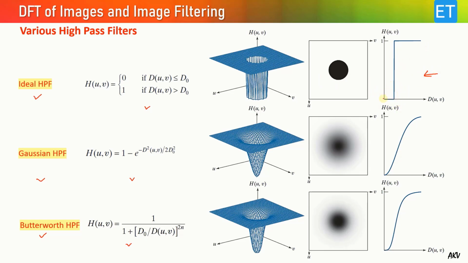The same is clearly visible from this line diagram. For the distance D0 from the center, all the frequencies below it will be eliminated, and the frequencies which are higher, after this frequency, will all be allowed. The same is true for the Gaussian filter and the Butterworth filter. The difference is only that here the cutoff of the frequency is abrupt, while in these two cases the cutoff is gradual. That means frequencies are attenuated gradually.